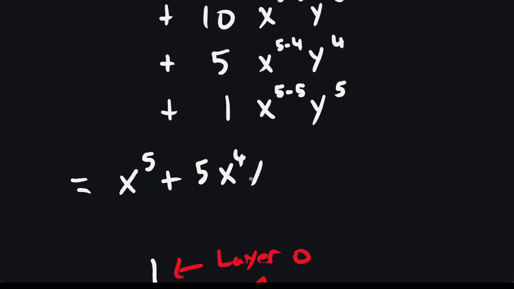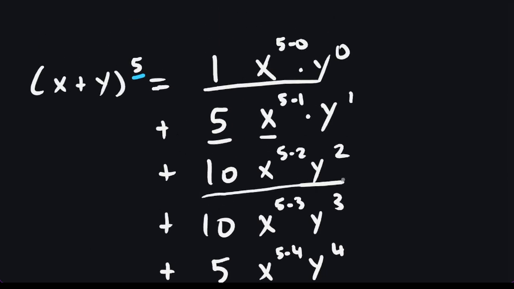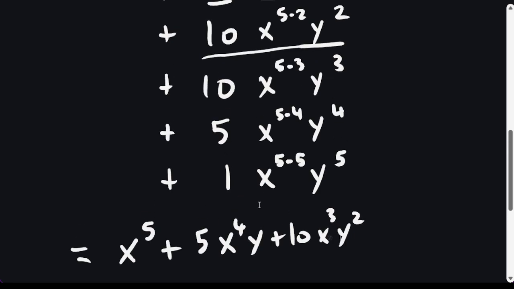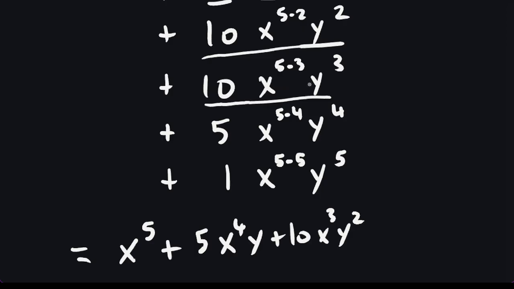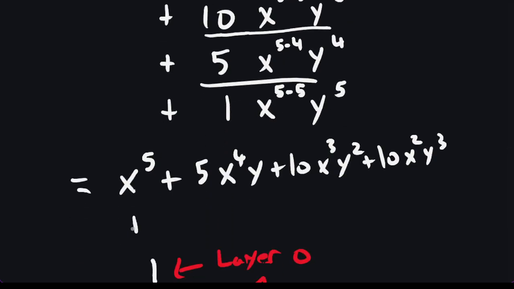Plus, next up is 10 times x to the 5 minus 2, so x to the 3rd y squared. So plus 10x to the 3rd y squared. And this one is 10 times x to the 5 minus 3, so plus 10x squared y to the 3rd. And this is 5 times x to the 5 minus 4, x to the 1st times y to the 4th. So plus 5x y to the 4th.